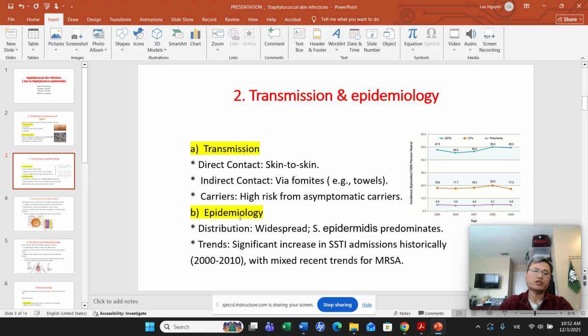About epidemiology, they have widespread distribution. In 2000 to 2010, there was a significant increase in SSTI admissions historically. We can see here this blue line is higher than the orange and purple ones. The blue line is SSTIs.